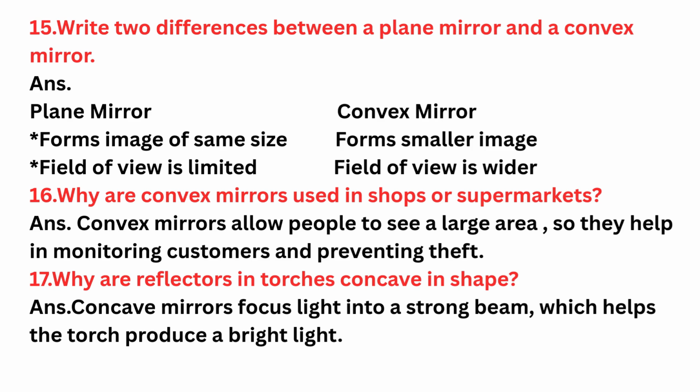Question number 16. Why are convex mirrors used in shops or supermarkets? Answer. Convex mirrors allow people to see a larger area, so they help in monitoring customers and preventing theft. Question number 17. Why are reflectors in torches concave in shape? Answer. Concave mirrors focus light into a strong beam, which helps the torch produce bright light.